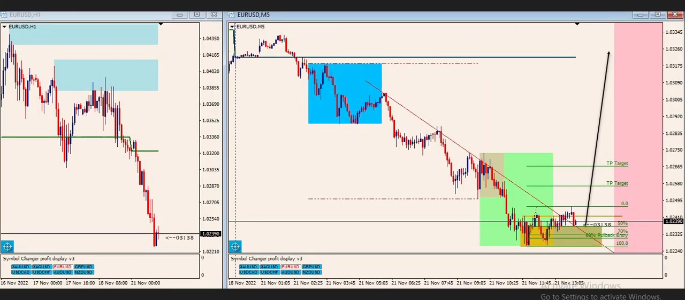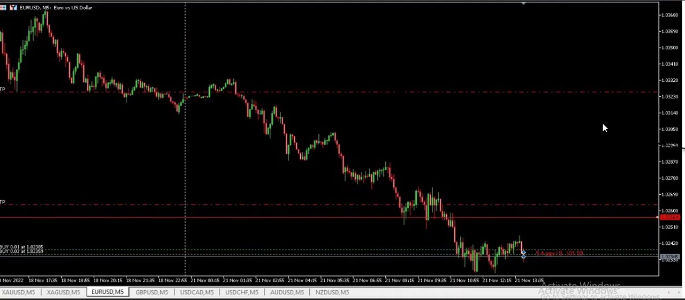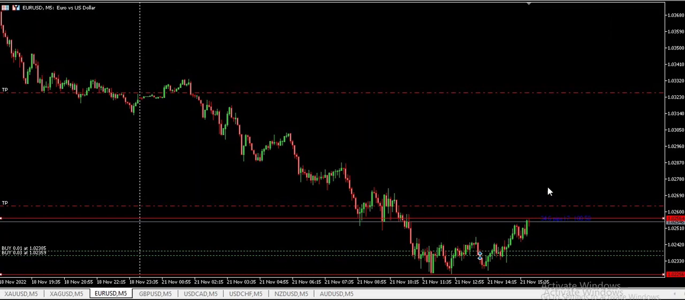Then Euro USD, the same thing, all the criteria met. And what happened here? This is the high. Price broke above it, but didn't close above it, so I waited until price closed above it here, came back to retest, 50% retest. Then I took my entry at this point. I was able to get my 1 to 2 on Euro USD on Monday.